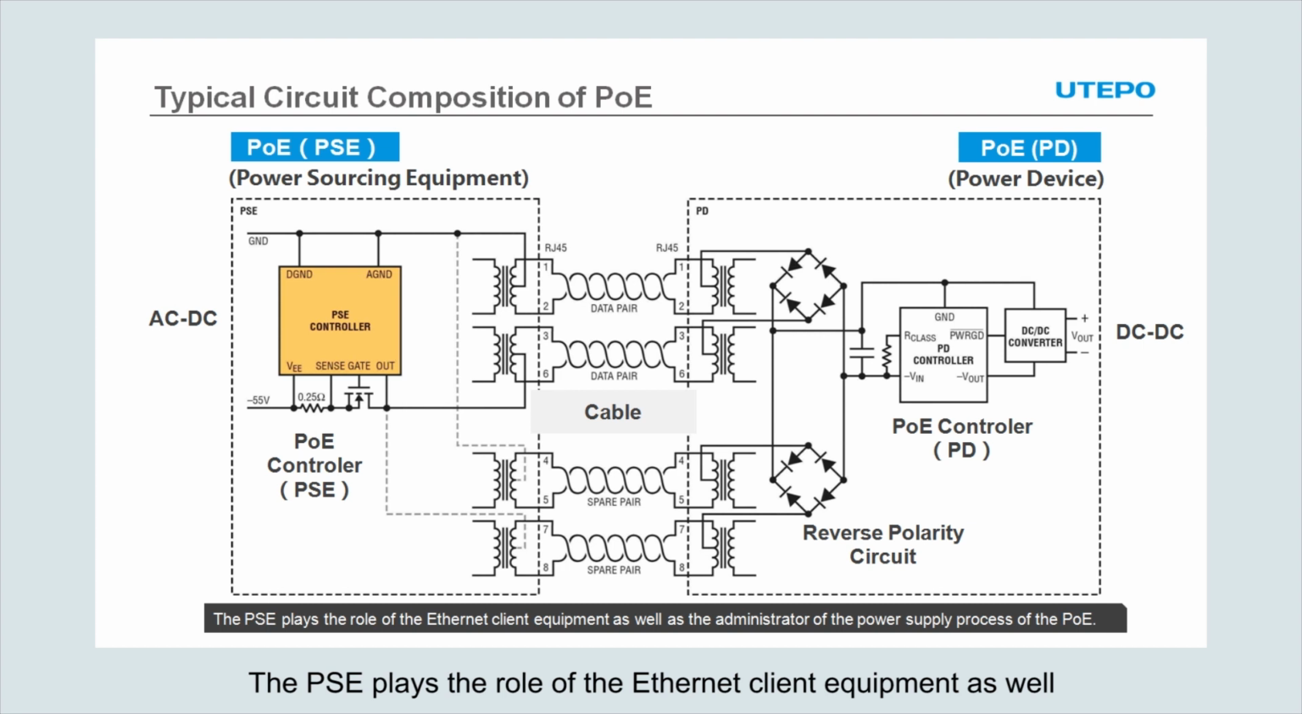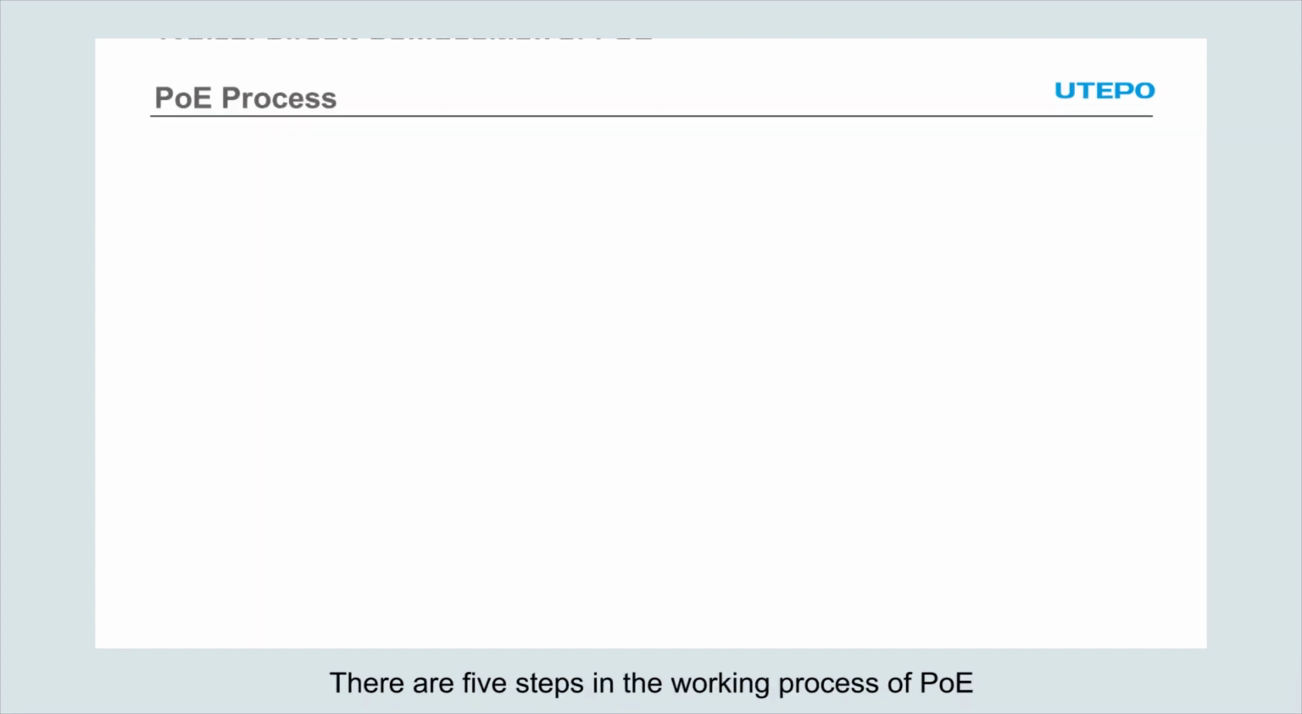The PSE plays the role of the Ethernet client equipment as well as the administrator of the power supply process of the PoE. The PD receives the power from the PSE, which is converted to the corresponding power supply by the receiving controller and DC circuit. There are 5 steps in the working process of PoE.